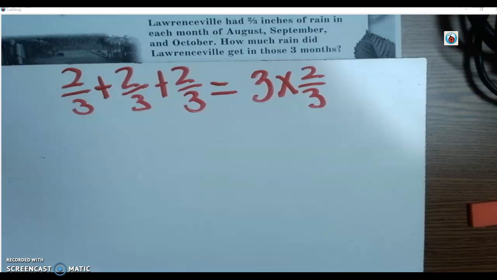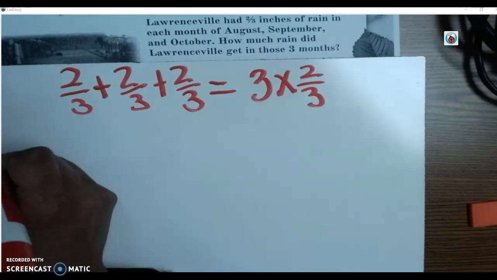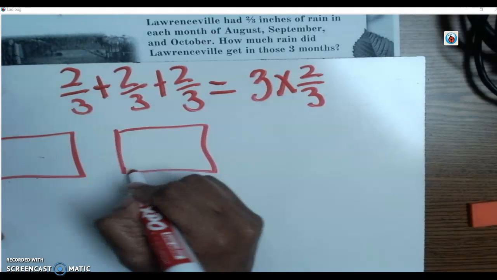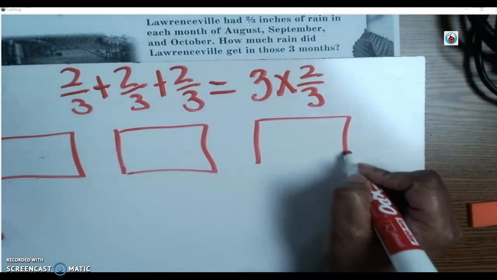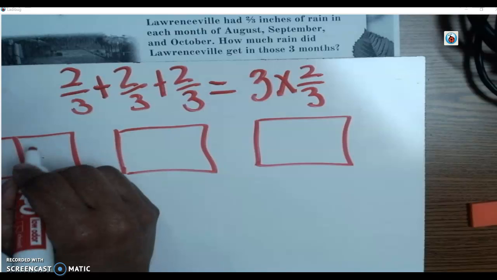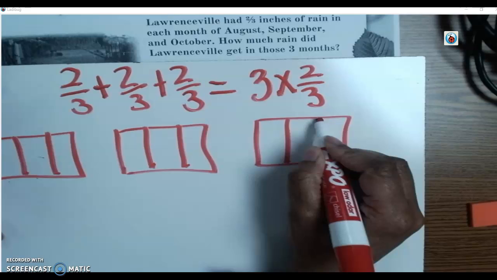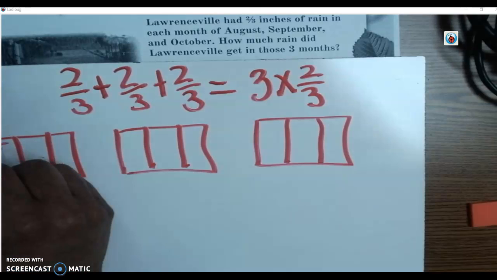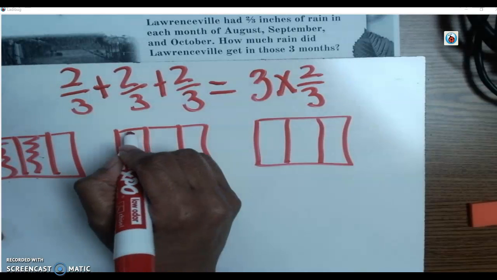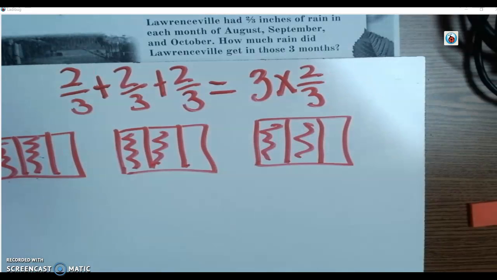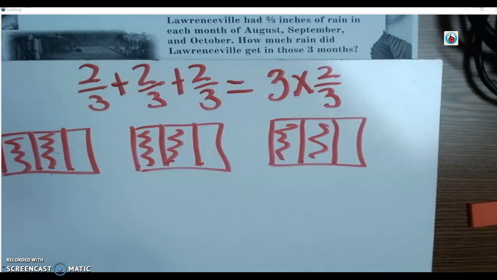I would draw 3 rectangles. 1, 2, 3. I would split them up into thirds, which means I'm going to have 2 lines for each. So here's 1/3, 2/3, 1/3, 2/3, 1, 2. Well, when I look at this, they're all split up. I can't really see that they're 2 wholes.